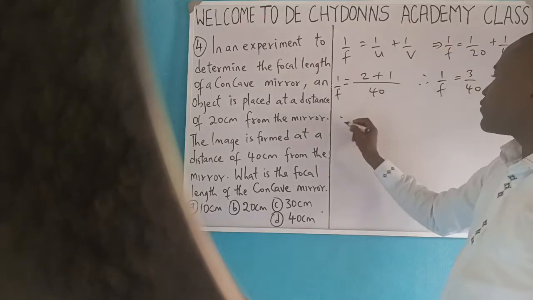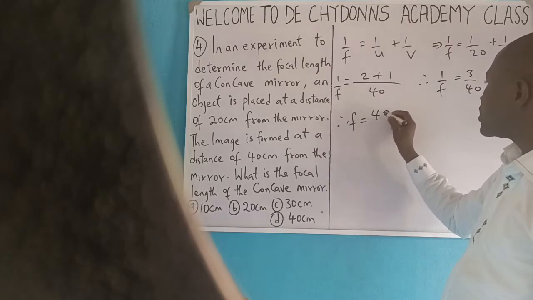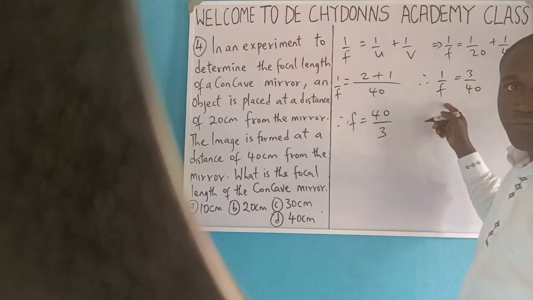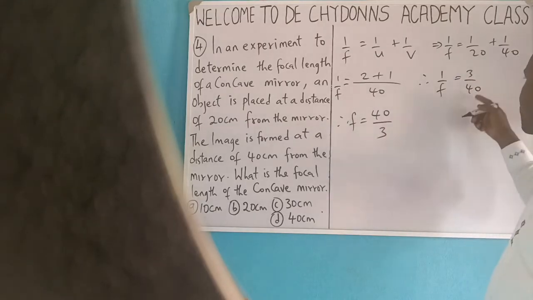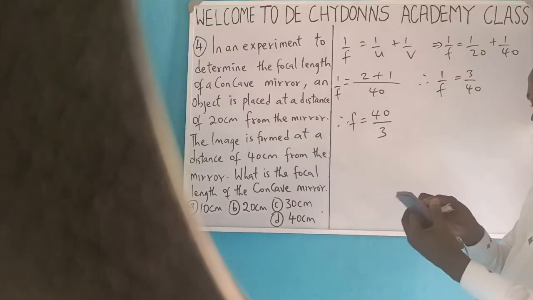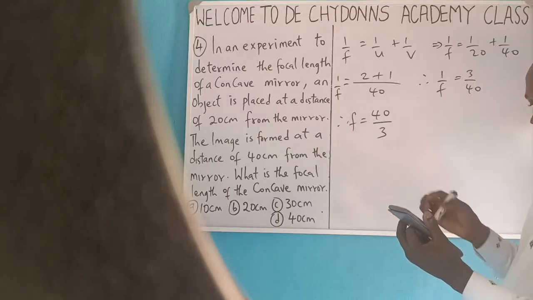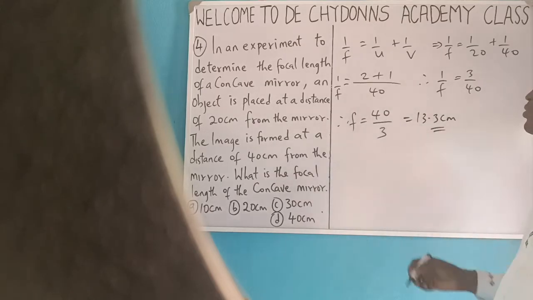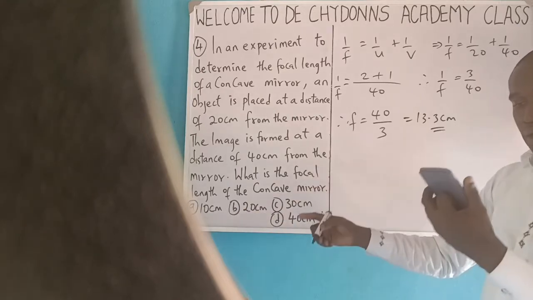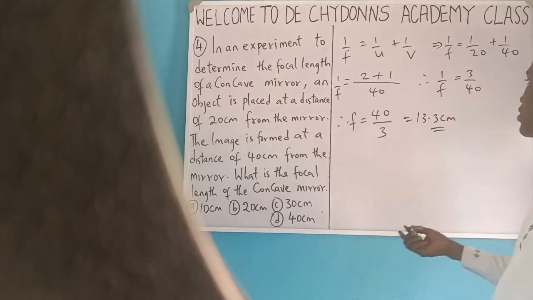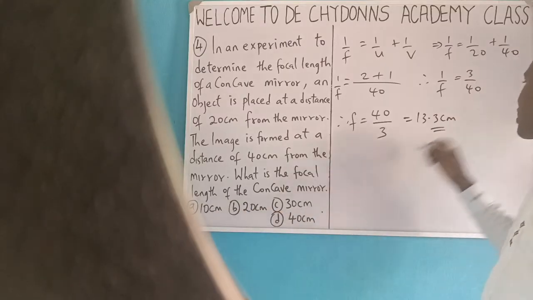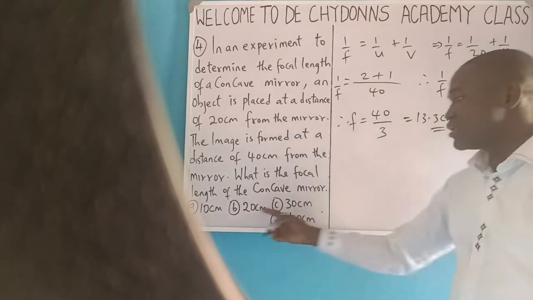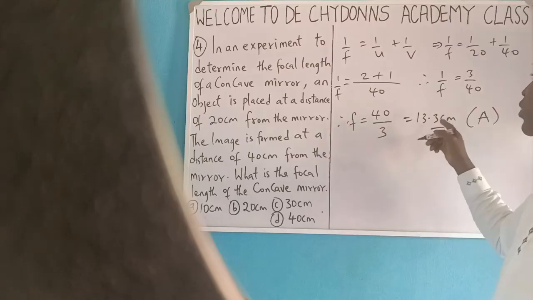Can we get our f? f will be equal to 40 over 3. The inverse of 1 over f is f, so the inverse of 3 over 40 is 40 over 3. We press 40 divided by 3, and that gives us 13.3 centimeter. But in the options, we are seeing 10, 20, 30, 40. So the closest option we'll pick here is option A. It is closer to this than the other ones. But the right answer is 13.3 centimeter.